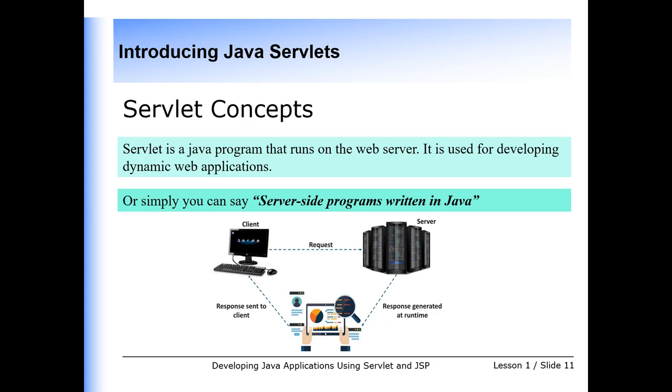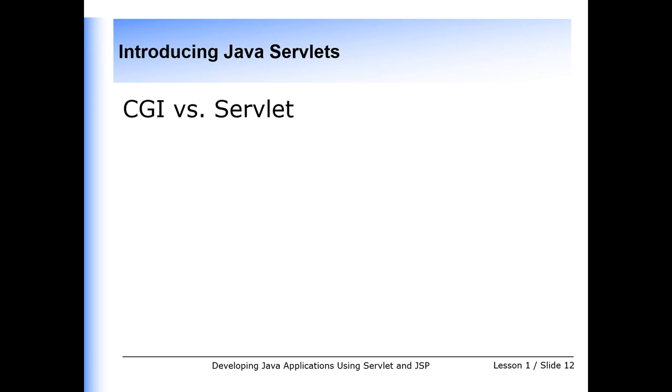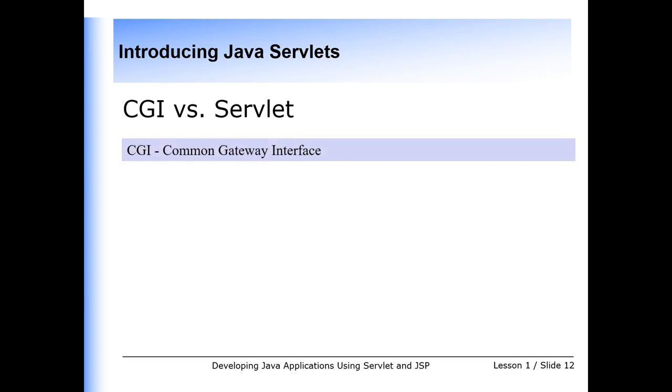Before we jump into the depth of servlet, let us see the technology that was used before servlet came into the picture. So that was CGI. CGI is Common Gateway Interface. So before servlets we had CGI. It is a standard way for a web server to pass a user's request to an application program and receive the response to forward to the user.